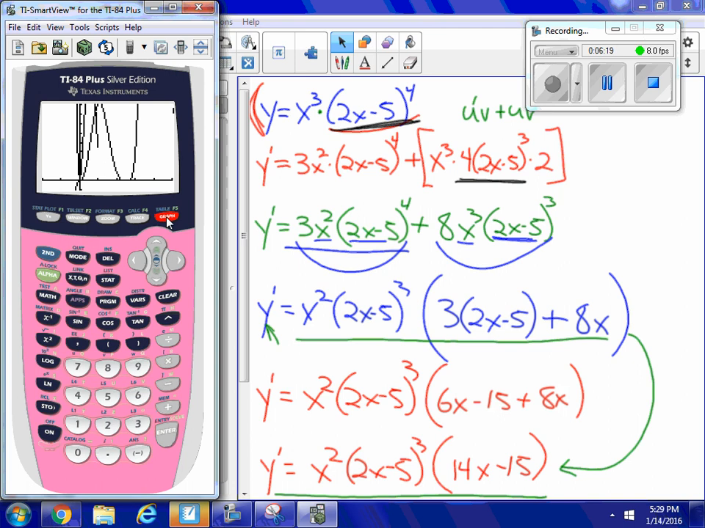Oh, that's a very odd-looking derivative graph. Well, we'll try it out. We'll see if that is a derivative graph.